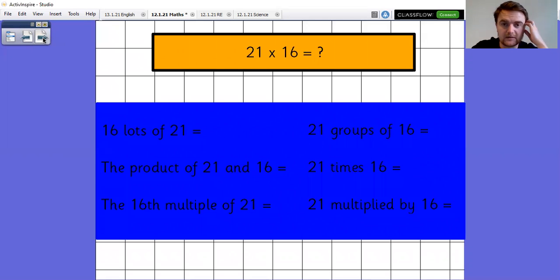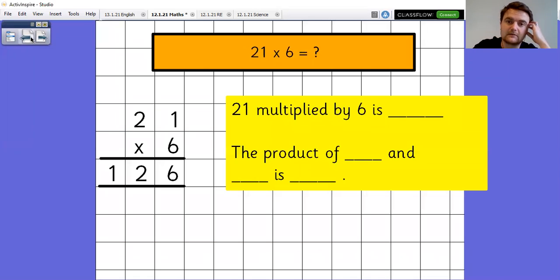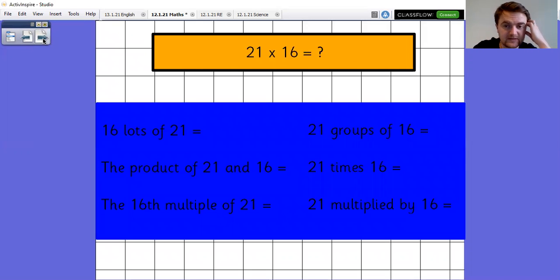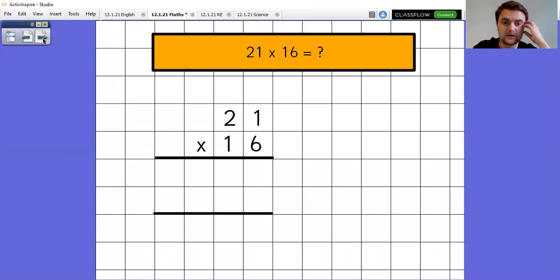You can see for my example of multiplying two-digit numbers by two-digit numbers, all I've done is added a 10 to that example. Hopefully we should be able to see where the differences are. We're going to look at 21 times 16, which we could say is 16 lots of 21, the product of 21 and 16, the 16th multiple of 21, 21 groups of 16, 21 times 16, or 21 multiplied by 16. That's all different ways of saying that same sum.